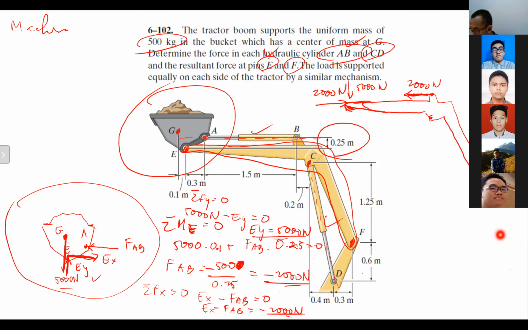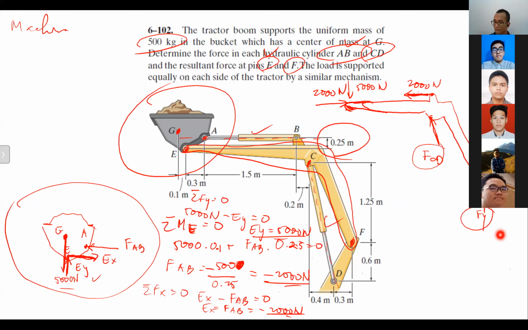Okay, so it's supposed to be slightly like this. FCD. What else at F then? At F, since it's a pin, so Fx and Fy. Right, so I just assume it like this. Fx, Fy. Now, try to take a look at that. How many unknowns do we have? We have 3 unknowns. What are those? FCD, Fx, and Fy.